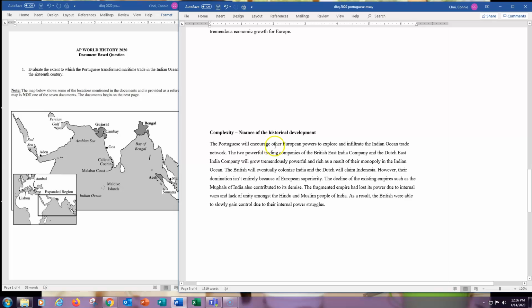So the Portuguese will encourage other European powers to explore and infiltrate the Indian Ocean trade network. The two powerful trading companies of the British East India Company and the Dutch East India Company will grow tremendously powerful and rich as a result of their monopoly in the Indian Ocean. The British will eventually colonize India, and the Dutch will claim Indonesia.